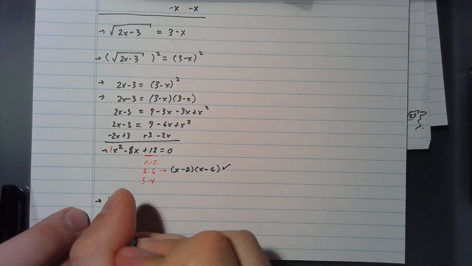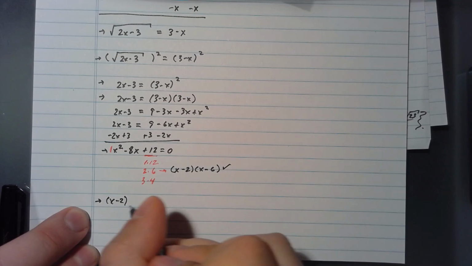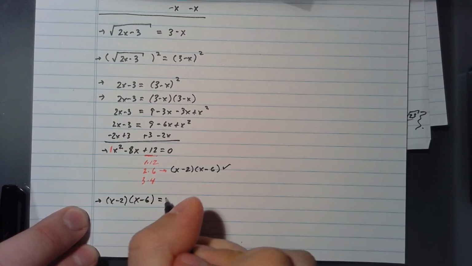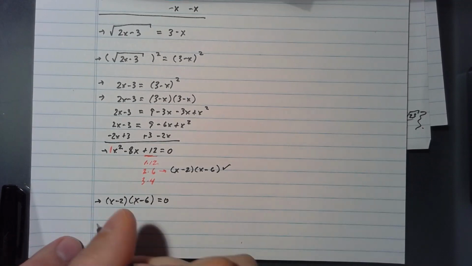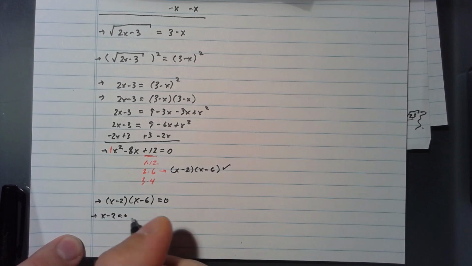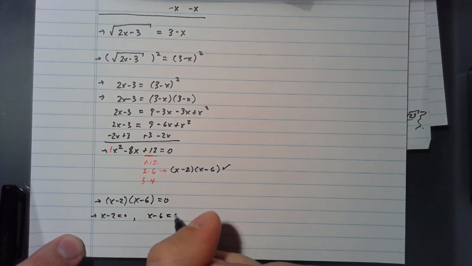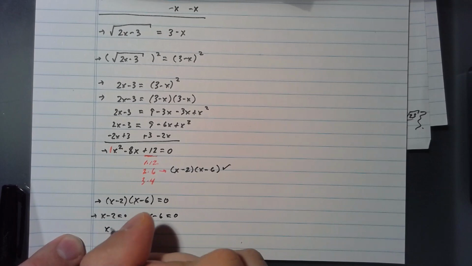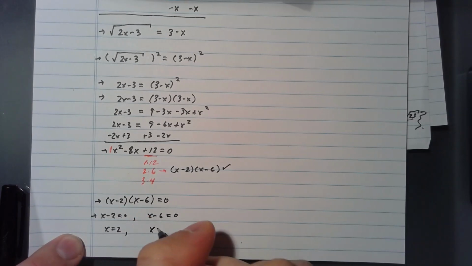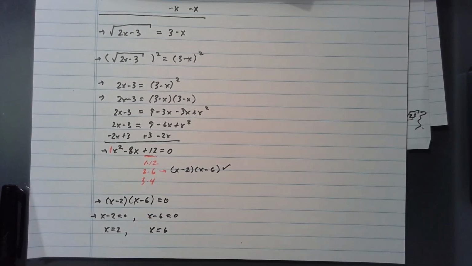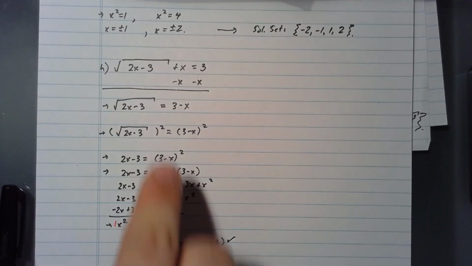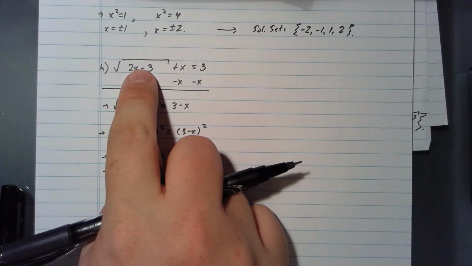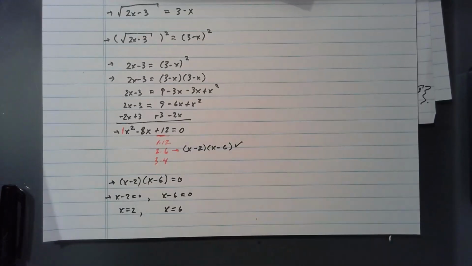So I have x minus 2, x minus 6 equals 0, which means x minus 2 equals 0, x minus 6 equals 0, which means x equals 2, x equals 6. Now, since the original equation was a radical, I need to check my solutions. I need to do that.